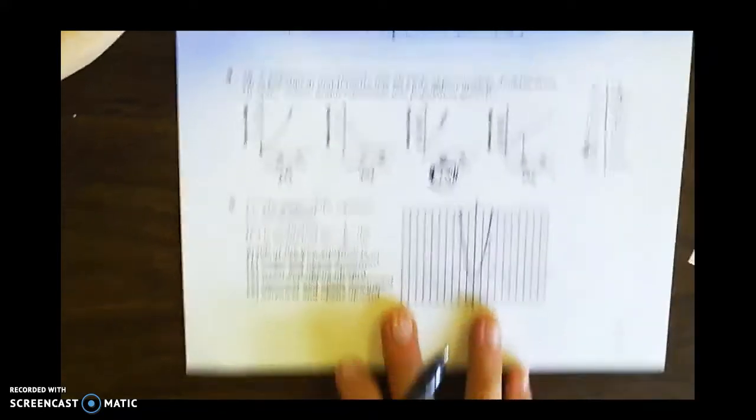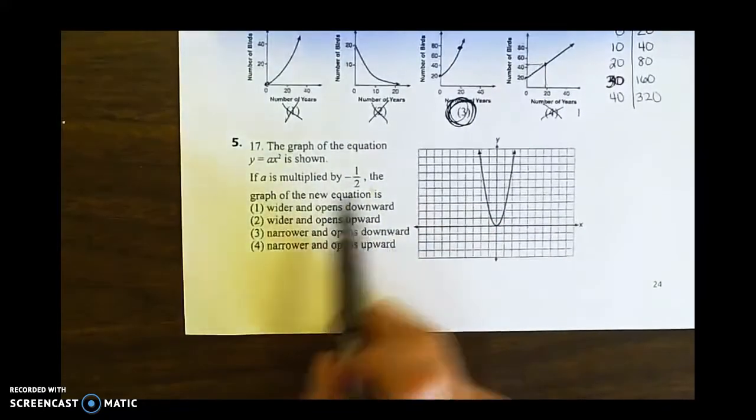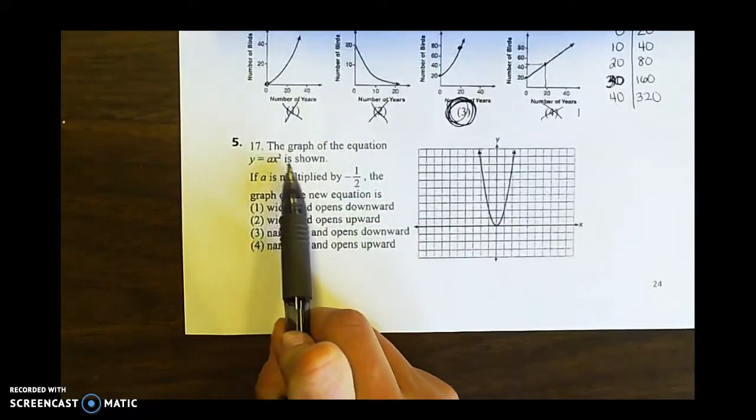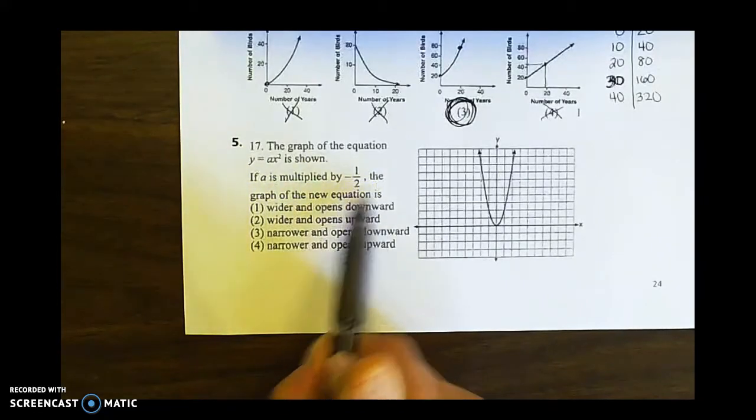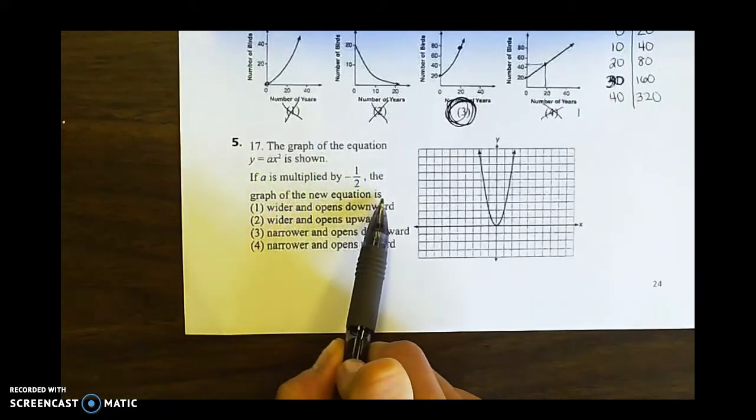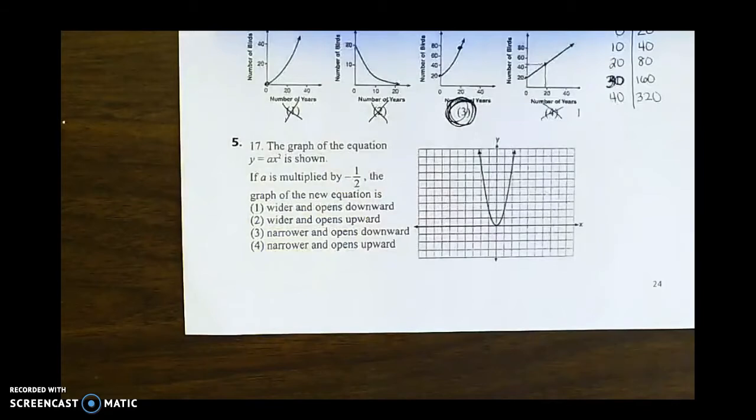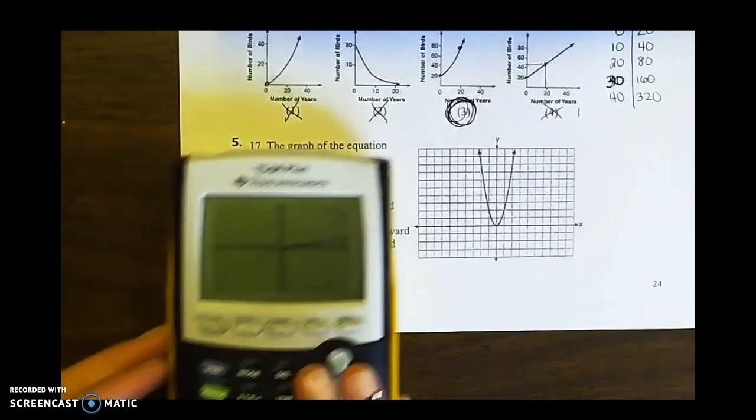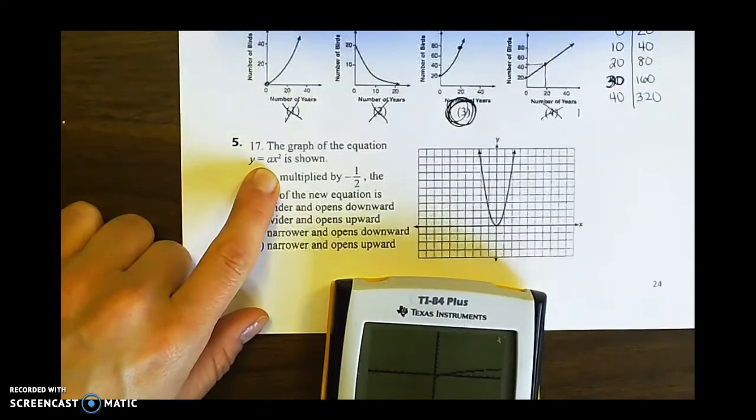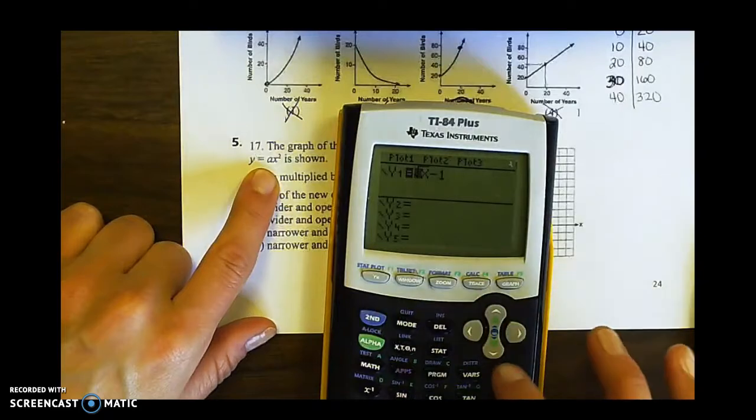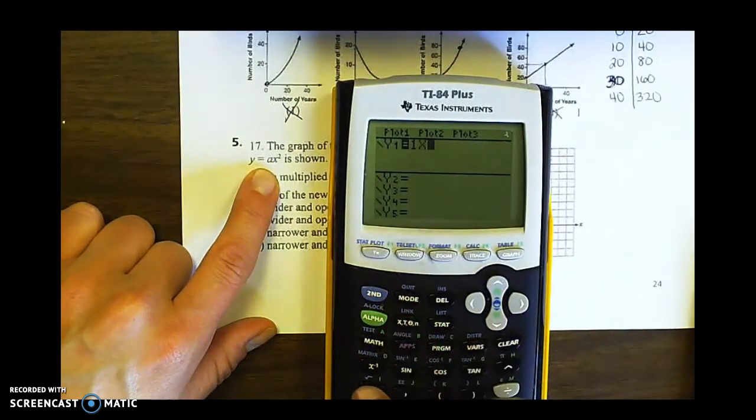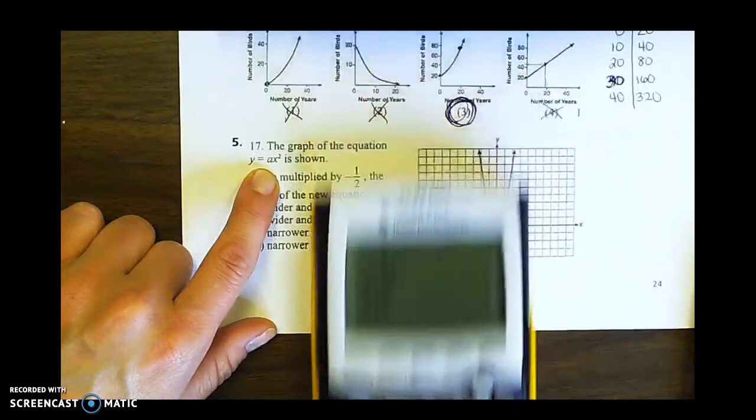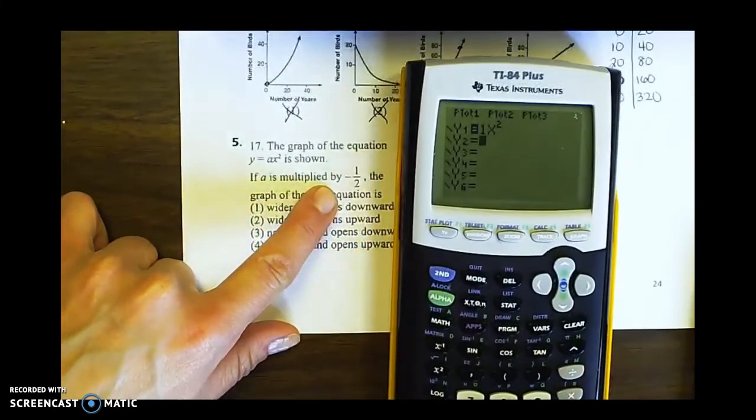All right, last question. The graph of the equation y equals ax squared is shown. If a is multiplied by negative 1/2, the graph of the new equation is... okay, well, let's double check here. It has y equals ax squared. I'm going to assume that a is equal to 1, so I'm going to type in 1x squared. Let's see what happens when I multiply it by negative 1/2.